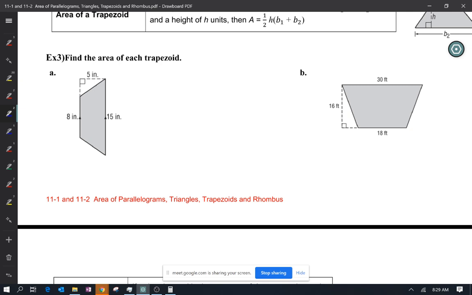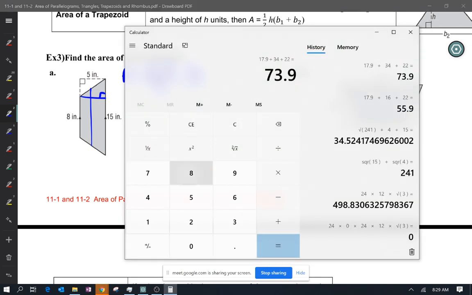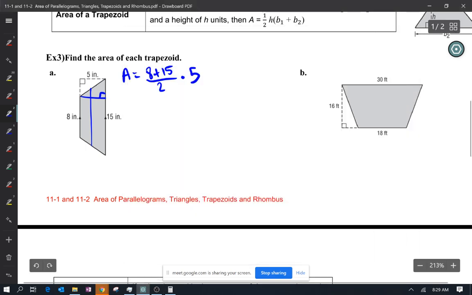All right. So example A, I would find the mid-segment. To find the area, we're not doing perimeter here, I would just find the mid-segment. So I would do 8 plus 15 over 2 times the height. The height is this distance, which is 5. And that's it. So 8 plus 15 divided by 2 is 11.5, times 5 is 57.5. So 57.5 inches squared because it's an area.